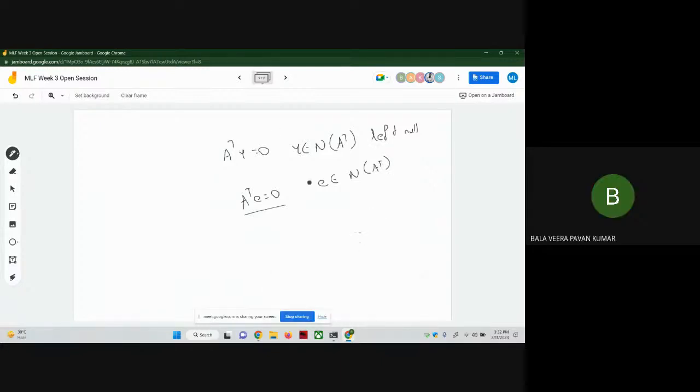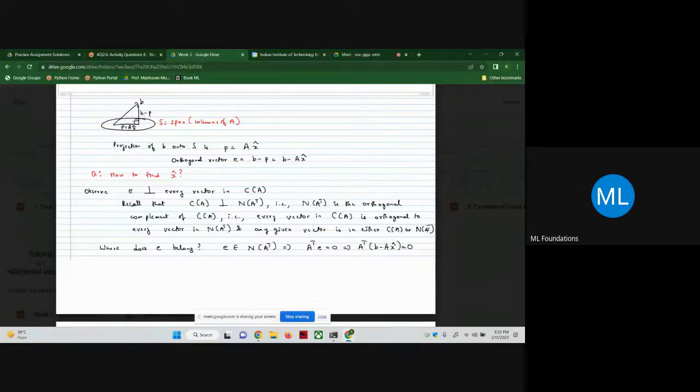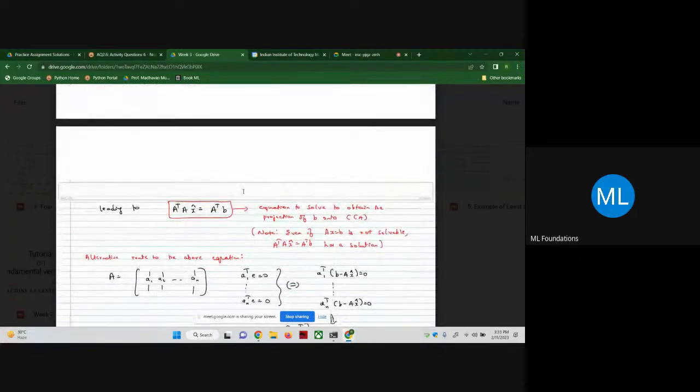So we are projecting onto the column space, and whatever error we have will be perpendicular to the column space. If it is perpendicular to the column space, that basically means it belongs to the null space of A transpose, or the left null space. Clear on that?